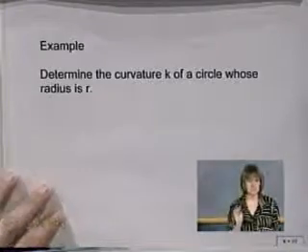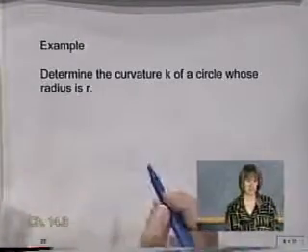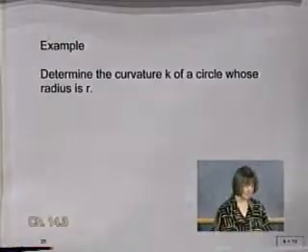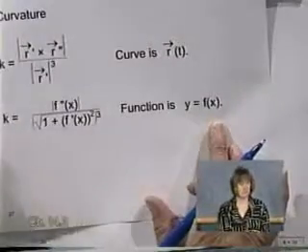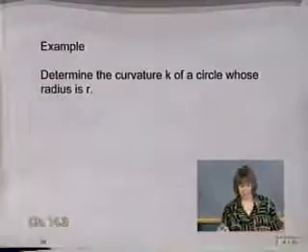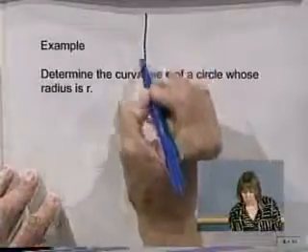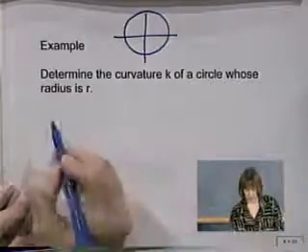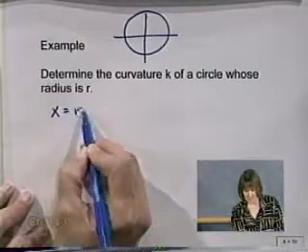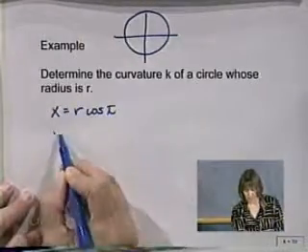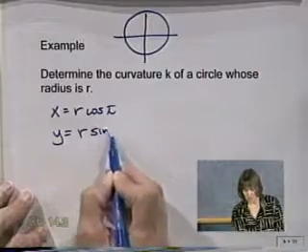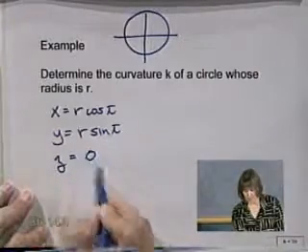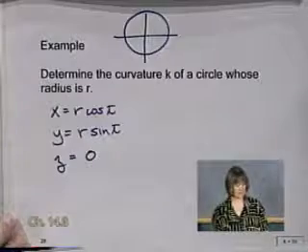Well, I'm going to do this parametrically. I don't want to deal with x squared plus y squared equals r squared, because that's not in the form of y equals f of x. You'd have to have two functions to do that. If I wanted to represent a circle of radius r, we could represent x as r cosine t, and y as r sine t. And since I'm in the xy plane, I'm going to let my z be 0.